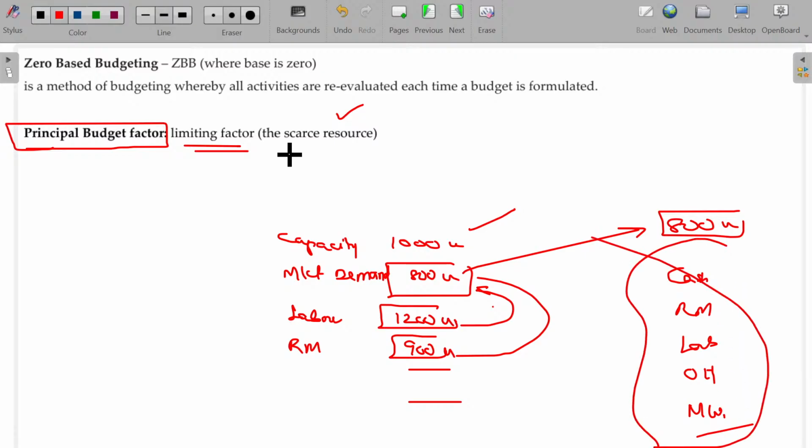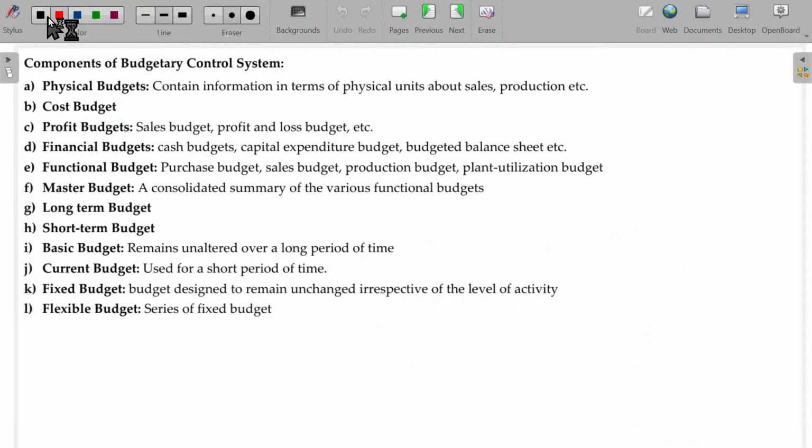So we start preparing the budget for various requirements, maybe in terms of quantity, in terms of rupees. Is that okay? And each and every budget for raw material procurement, consumption, labor and all is called a functional budget. If you collectively put all these things together, then it's called the master budget. Hope you'll now be able to understand the concept of the master budget. Master budget is a consolidated summary of various functional budgets.